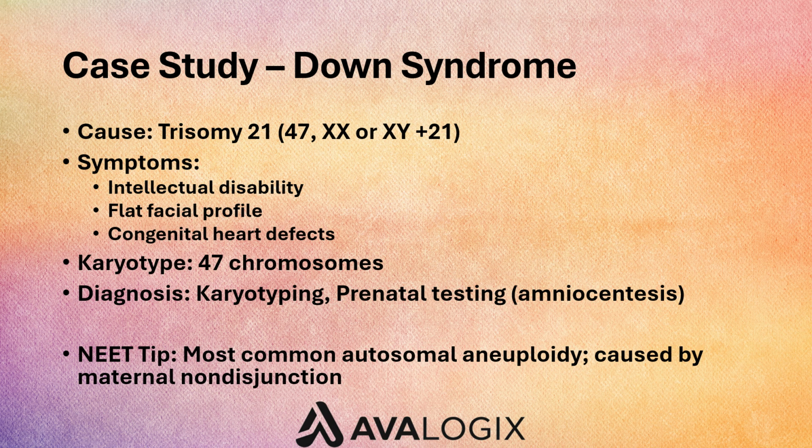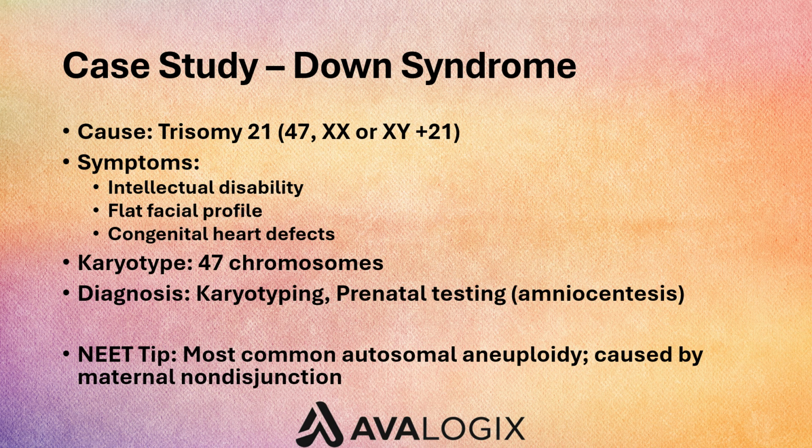Now, why does this happen? Most often, it's due to something called non-disjunction during meiosis. Basically, the chromosomes don't separate properly. This usually occurs in the egg, especially in older mothers. There are a few types. Free trisomy, which is most common, Robertsonian translocation, where part of chromosome 21 gets attached to another chromosome, and mosaicism, where only some cells have the extra chromosome.